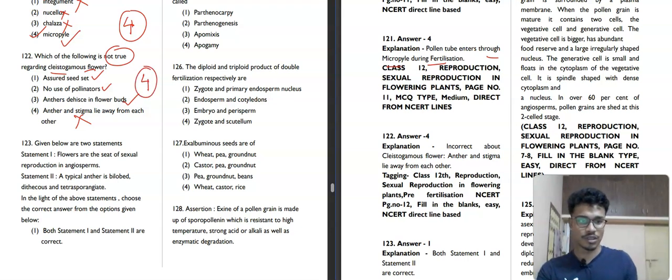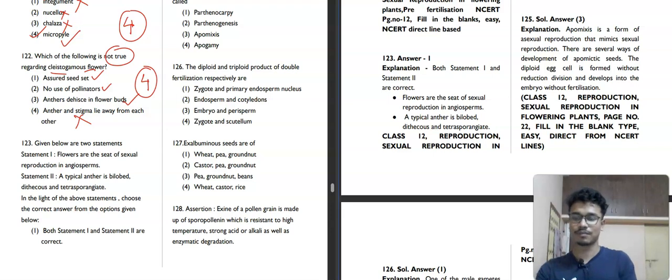Now we'll move towards the next question, question number 123. It is saying, given below are two statements. Statement 1: flowers are the seat of sexual reproduction in angiosperms. Absolutely correct, and this is given in NCERT. This line is taken from NCERT. You may think, where have I seen seat of sexual reproduction? This is in NCERT. Then it is saying that the anther is bilobed, dithecous and tetrasporangiate. So the typical anther is bilobed, dithecous and tetrasporangiate. So it is also correct. Both statements first and second are correct. That's why the first option will be our correct answer.